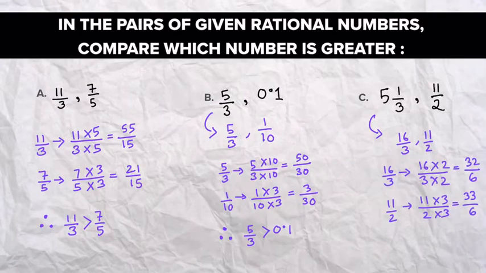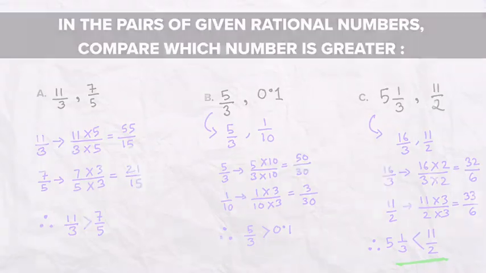16 by 3 we multiply with 2. Okay, and we get 32 by 6, and 11 by 2 we multiply with 3. Okay, and we get 33 by 6. अब बताओ 33 by 6 और 32 by 6 में कौन सा बड़ा है? So 33 by 6 will be bigger, right? So 11 by 2 will be the greater number between the two. Therefore we can write 5 1 by 3 is less than 11 by 2.